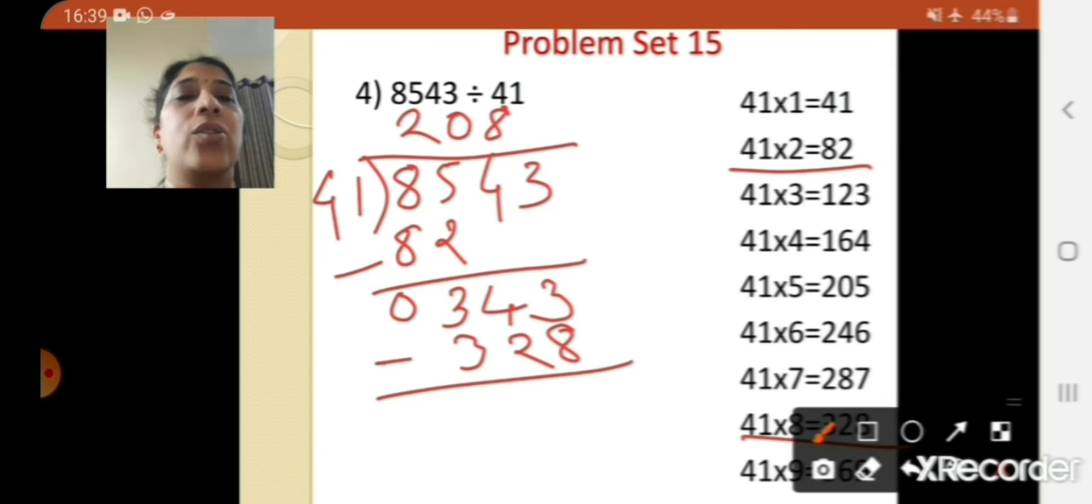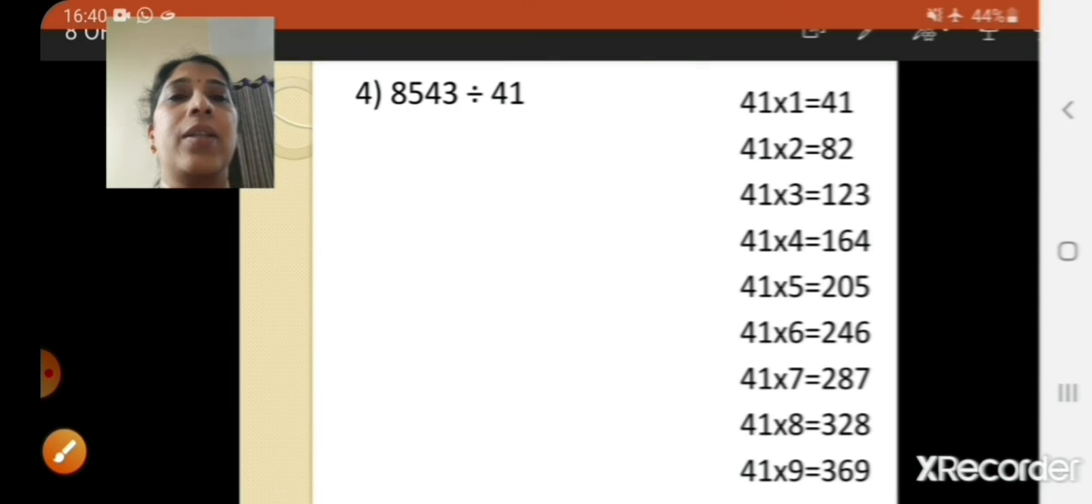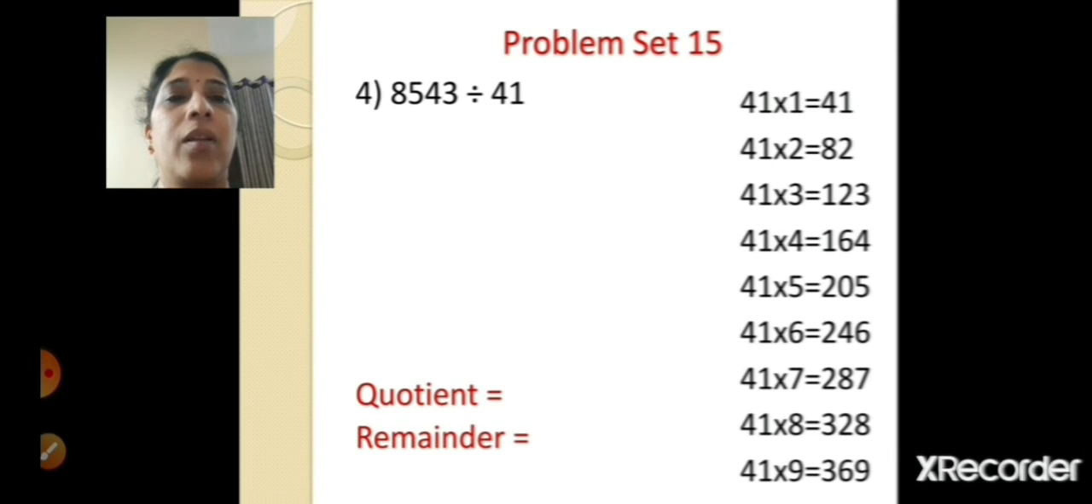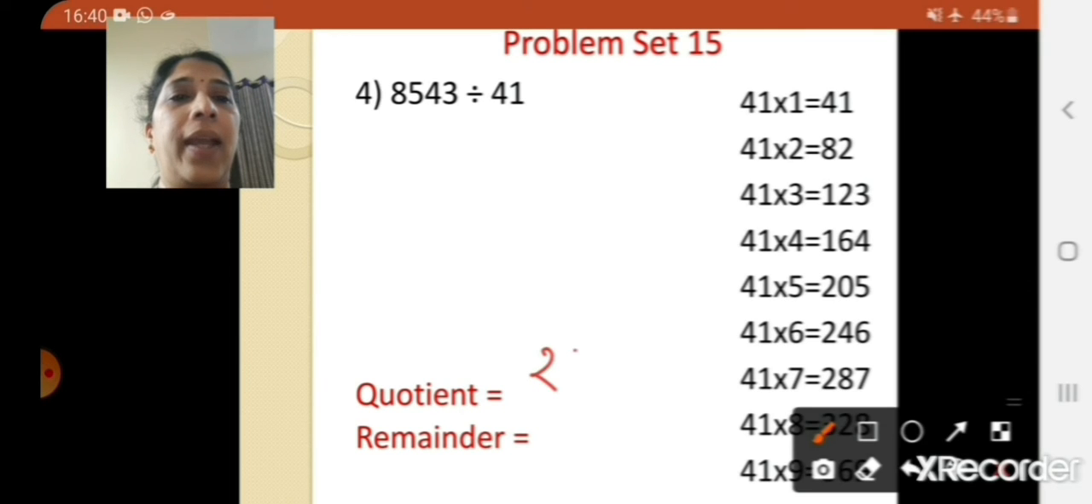So now 3 minus 8 you cannot do. So you are going to borrow 1 from the tens place. So 13 minus 8 is 5. And in the tens place it will become 3. 3 minus 2 is 1. And 3 minus 3 is 0. So your quotient will be 208 and remainder will be 15. So you will write quotient is equal to 208 and remainder is equal to 15, right children?